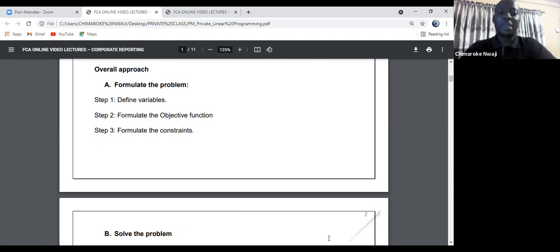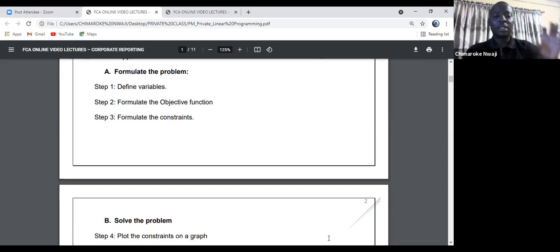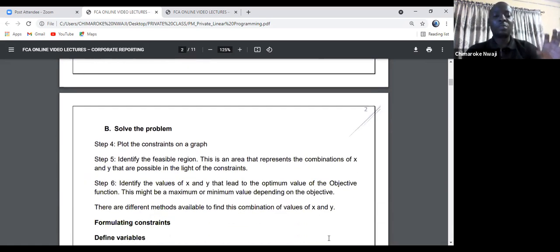Then if you are doing a minimization problem, your objective function would be to minimize your costs. Now, after you've clearly identified your variables and formulated your objective function, you then have to formulate the constraints. The constraints are those things that will hinder the attainment of that objective. So you formulate those things that will do that. After formulating the problem, you would have created a model. Then you are good to go in solving the problem.